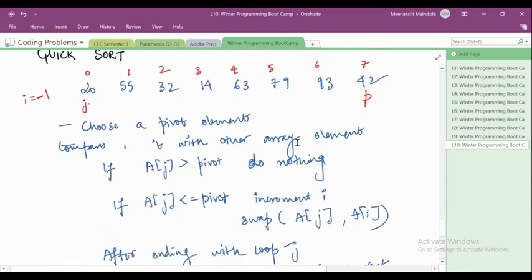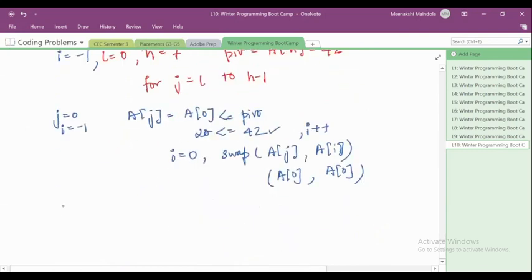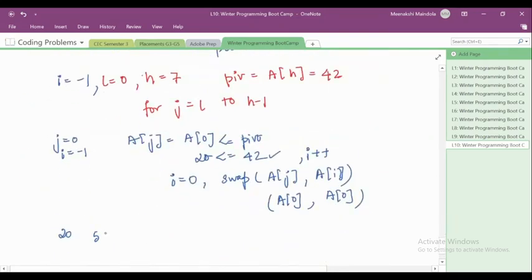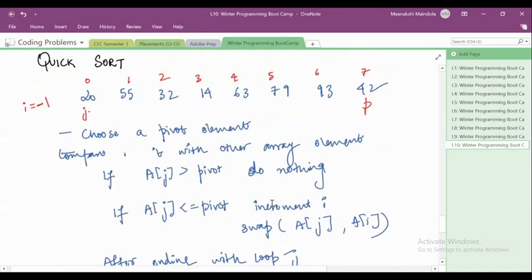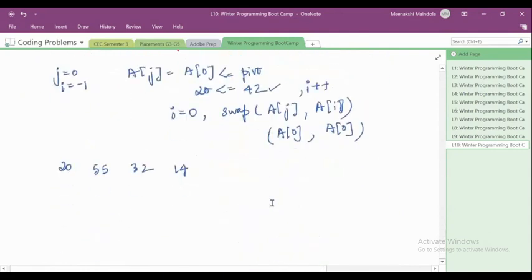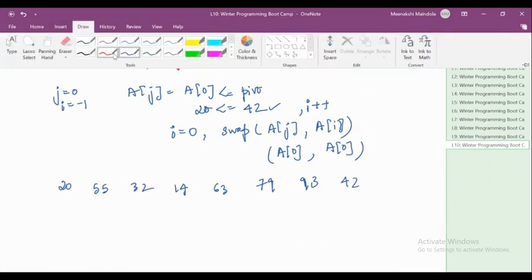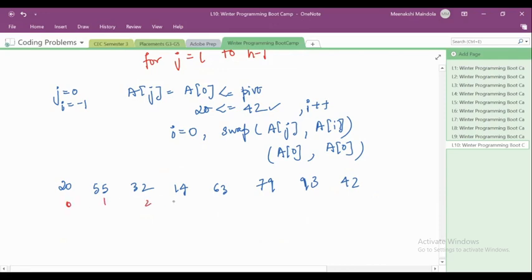So let me write down the array again here after the first iteration. We have 20. What was the next element? 55, 32, 14. Then we have 63, 79, 93. Next element you have is 42. So 42 is our pivot element. Again, let me also write down the indexes here.